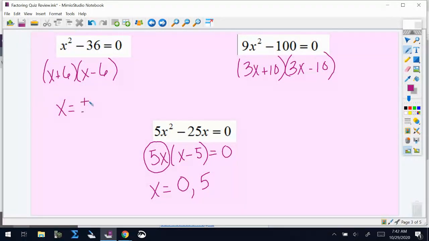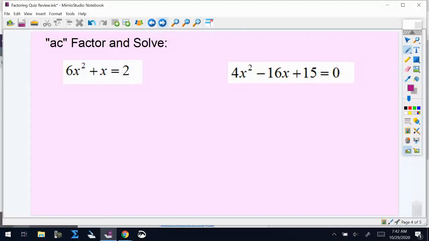So the first one, the solutions are plus or minus 6. Now, on Delta Math, you may have to enter them separately. I think you have to put a 6, and then you hit the little plus sign, and then put a negative 6. And then for this one, it's going to be the opposite of 10 over 3 and the opposite of negative 10 over 3. So you're going to get plus or minus 10 over 3. So there's two perfect square ones and a GCF one.